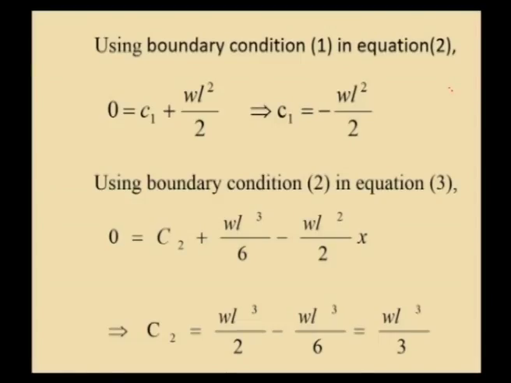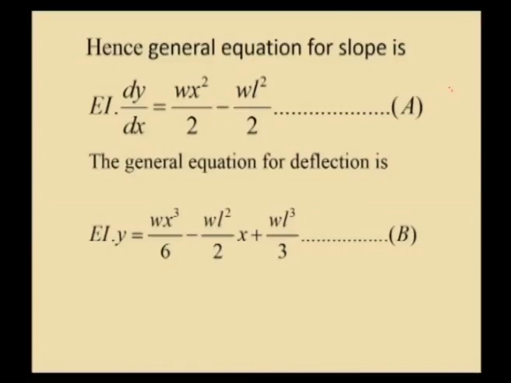Now, we can use the second boundary condition, which is the deflection boundary condition, in equation 3, because equation 3 is the deflection equation. So, you will be able to get the value of the second constant of integration C2 as W L cube by 3. Once we know the constants of integration, they shall be substituted again in the equations of slope and deflection to get the general equations. Hence, we get the general equation for slope as E I dy by dx equal to W x squared by 2 minus W L squared by 2.